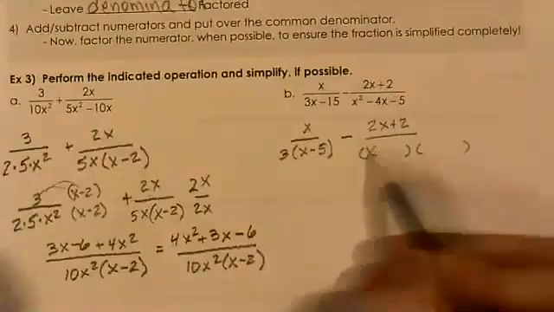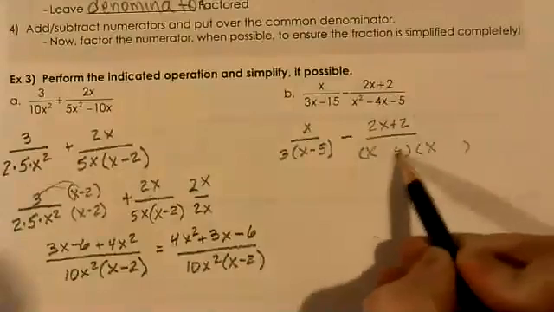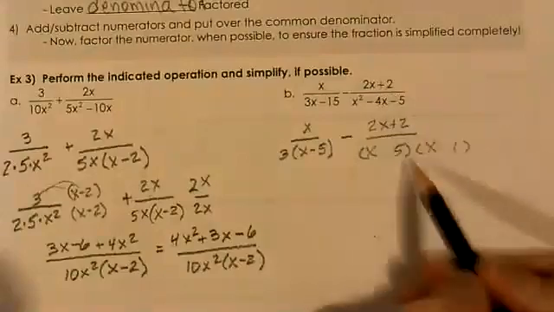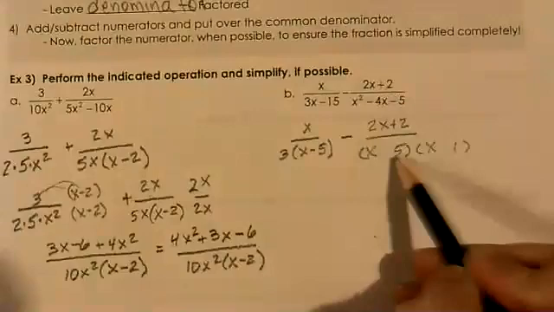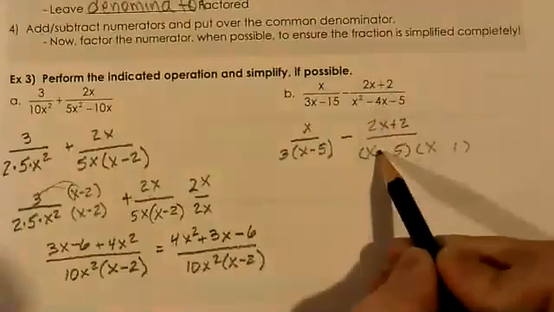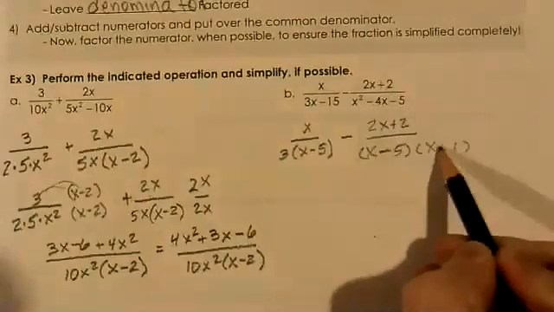So this looks like it's x and 5 and 1. Two numbers that multiply to be 5 and add to be 4. It's going to be 4 if it's a -5 and a +1.